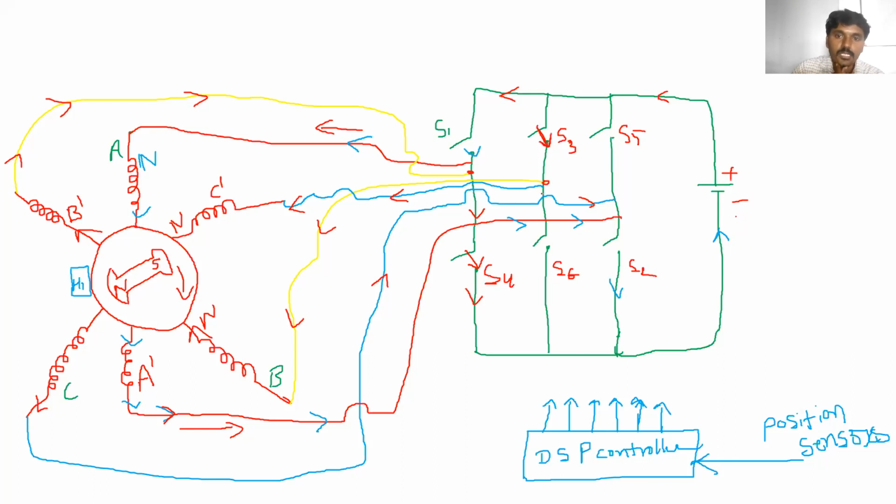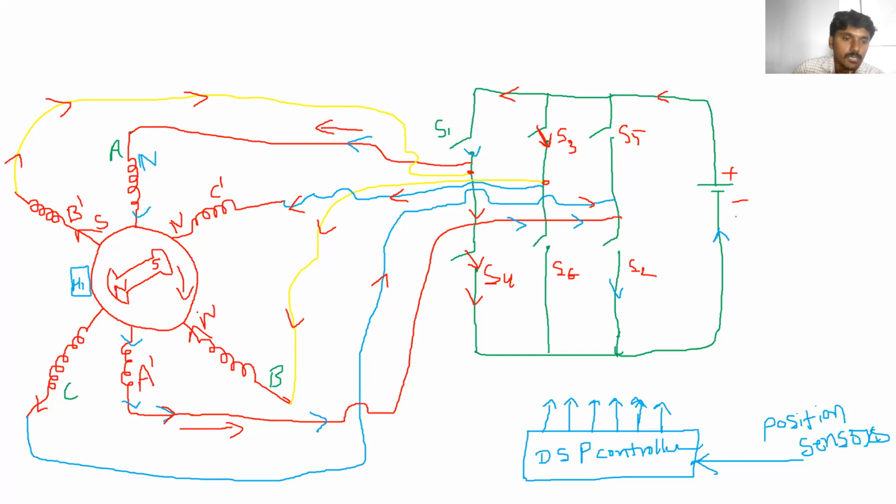Next, S3 to the yellow color B phase. It will become a north pole, and the current will exit through the B dash winding or B dash coil, and it will become a south pole. The current leaves through this coil and through S4, and it will reach the negative terminal of the supply voltage.